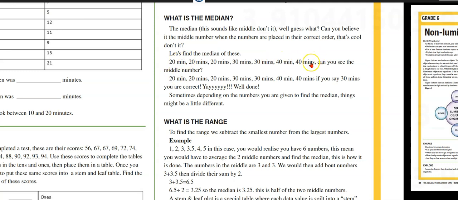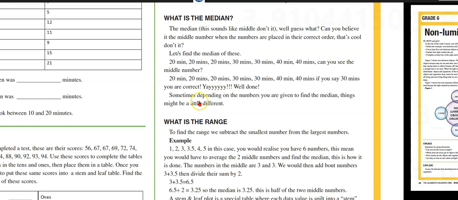Take one from this side, one from that side, one from this side, one from that side, one from this side, one from this side. Okay, so 30 is in the middle. If you say 30 minutes, you are correct.